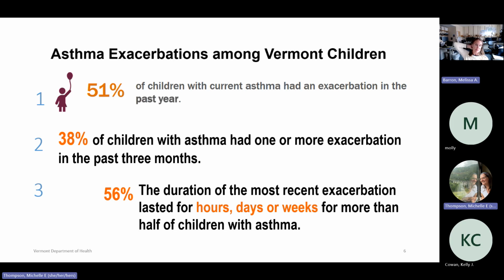So this was a similar slide to what I brought up earlier, over why we are doing what we do. The Department of Health is trying to help decrease the amount of asthma exacerbations that children have. Over 50%, 51% of kids have a flare. 38% of children have had one or more in the past 3 months, and 56% of them lasted for hours, days, or weeks. So that's quite a bit. Half the children with asthma are having flares, and that means they're not controlled. So we're trying to help decrease that number for a variety of reasons. Next slide.